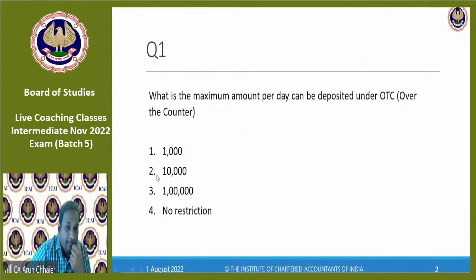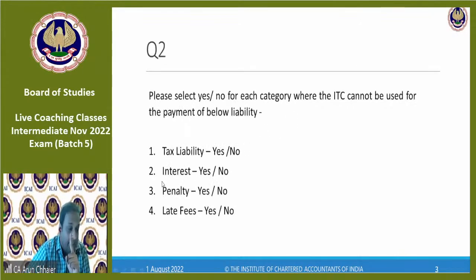Sushil, we have already discussed that over the counter, the maximum you can deposit is 10,000. Please select yes or no for each category. Can tax liability be paid through ITC? Yes or no?